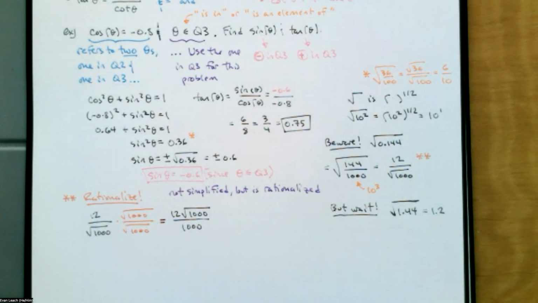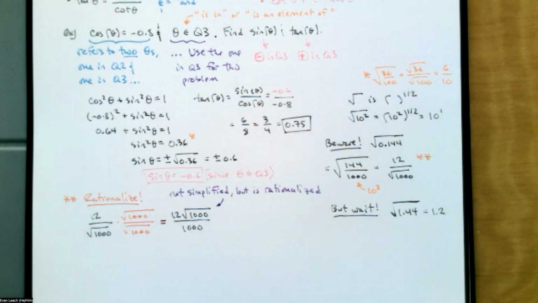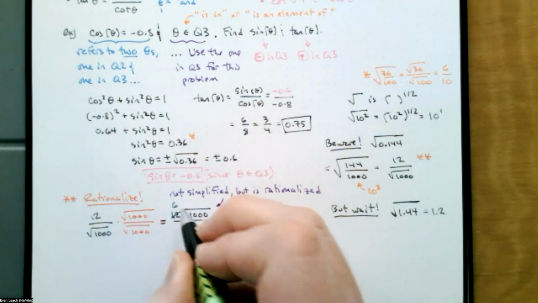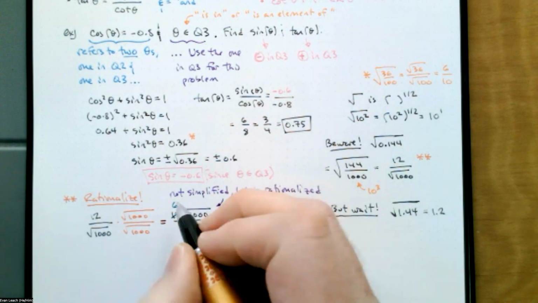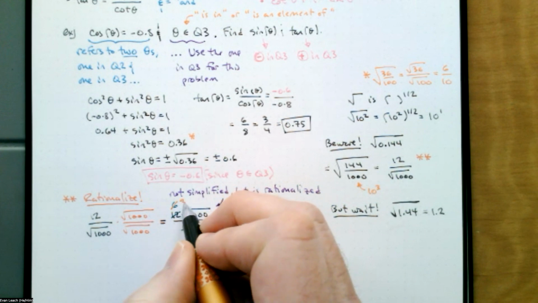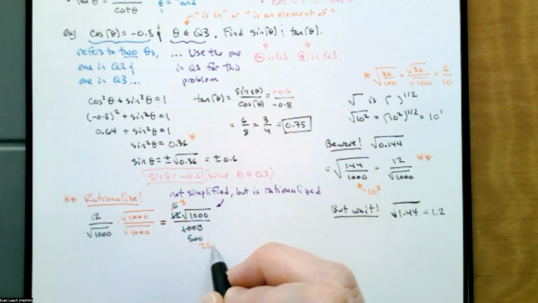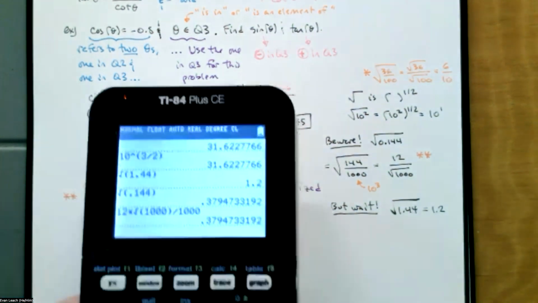So that's not simplified, but it is rationalized. If we wanted to simplify it, we'd have to get the 12 and the 1,000 and cancel any common factors. We have to simplify 12 over 1,000. So we can pull a 2 out of that. Oh, we could have pulled a 4. 6 divided by 2 is 3. 500 divided by 2 is 250. You don't have to get the biggest thing right away. So this is 3 roots of 1,000 divided by 250.